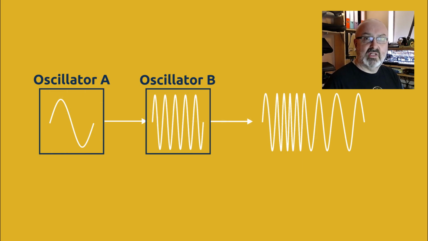With frequency modulation, it's simpler. You literally just feed the output of one oscillator into the control input of the second oscillator, and then the result is what comes out of the second oscillator.